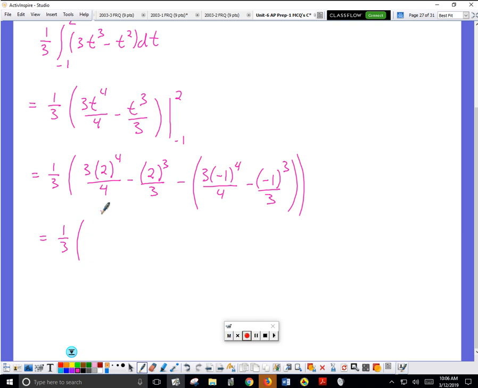2 to the 4th is 16. 16 divided by 4 is 4, so this is 12. This to the 4th power would be positive. Distributing would make it negative. This would be negative, positive, back to negative.